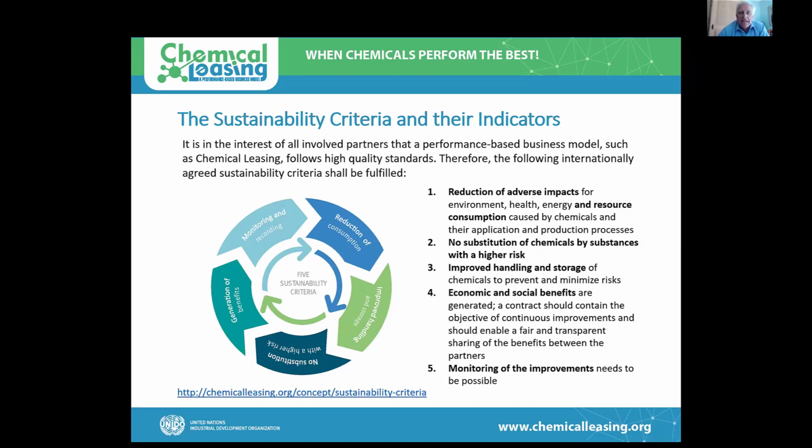It was a team composed of ministries, of industry, of academia, of various experts that defined quite in the beginning a set of criteria that need to be fulfilled, so that this business model is really sustainable. And you see on this slide, there is a first criterion, what we call reduction of adverse impacts for environment, health, energy, and resource consumption caused by chemicals and their application in production processes.